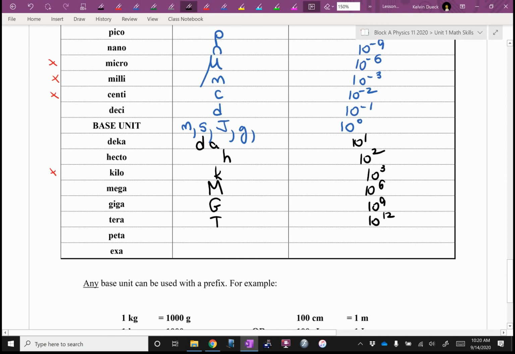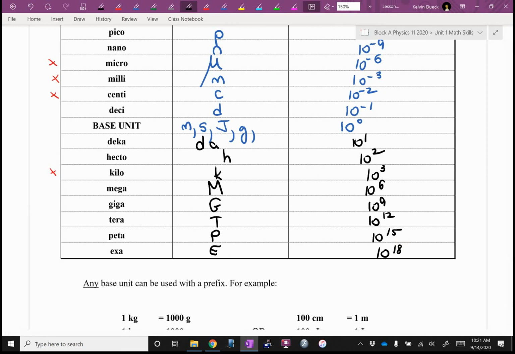Peta. Google talks about having petabytes of data on their servers. So peta, capital P. Exa, capital E, 10 to the 18th. Put your pencils down, look up.